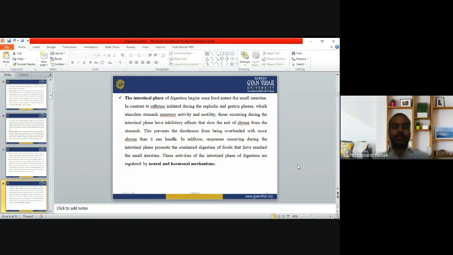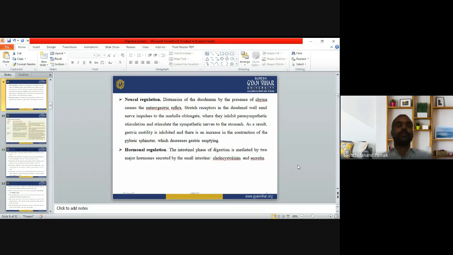I already explained. So during the intestinal phase, it promotes the continued digestion of the food that has reached the small intestine, and these activities of the intestinal phase of digestion are regulated by neural and hormonal mechanisms. Again, this intestinal phase will be controlled by the neuronal and hormonal mechanism. Now, neural regulation. How will the neural regulation help in the intestinal phase? Distension of the duodenum by the presence of chyme causes the enterogastric reflex.